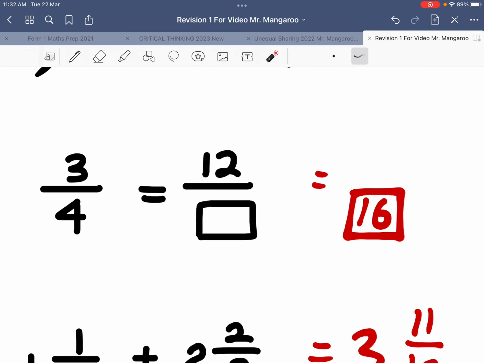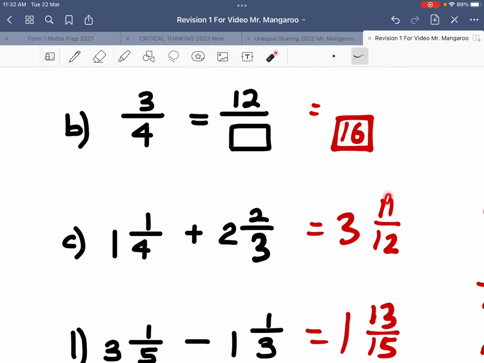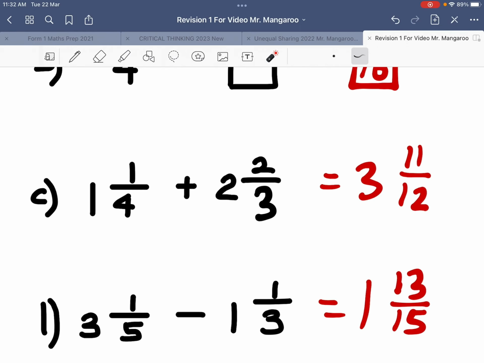3/4 equal to 12 over what? Well, 3 times 4 is equal to 12. So we do the same for the denominator. 4 times 4 is equal to 16. C. 1 plus 2 is 3. And if we add 1/4 and 2/3, we'll get 11/12.